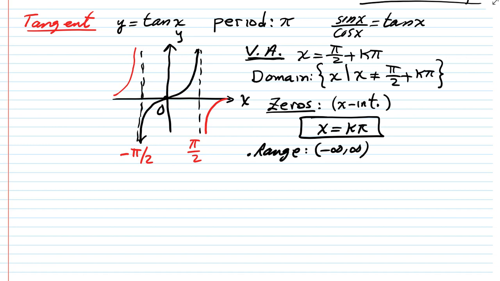So we're going to stay with this approach throughout the graphs of the next three trig functions. If there are vertical asymptotes, we want to indicate them. We want to find the range, domain, and zeros of these. So that's for tangent.